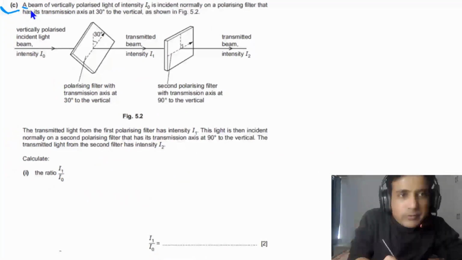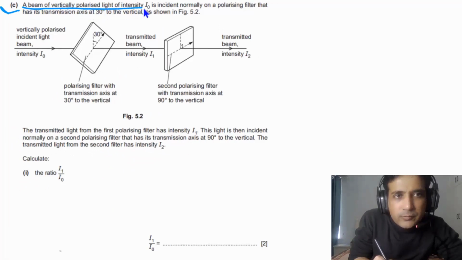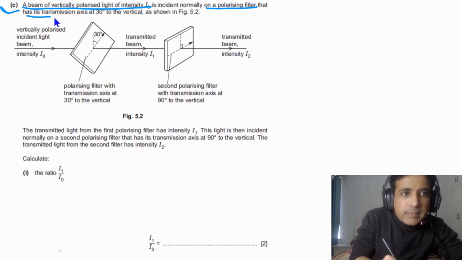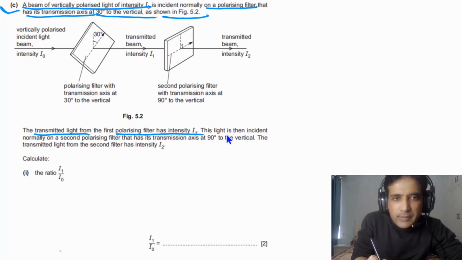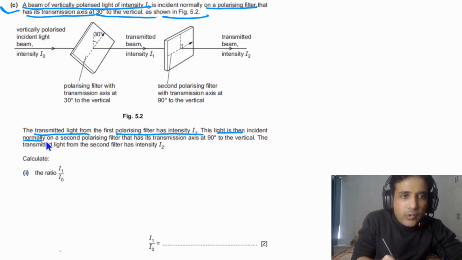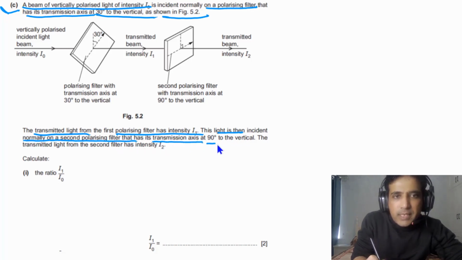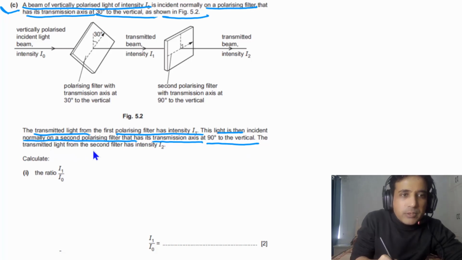For part C, it is given to us that a beam of vertically polarized light of intensity I naught is incident normally on a polarizing filter that has its transmission axis at 30 degrees to the vertical, as shown in figure 5.2. So as you can see, this angle with vertical is 30 degrees. It is also given that the transmitted light from the first polarizing filter has intensity I1. This light is then incident normally on a second polarizing filter that has its transmission axis at 90 degrees to the vertical. The transmitted light from the second filter has intensity I2.